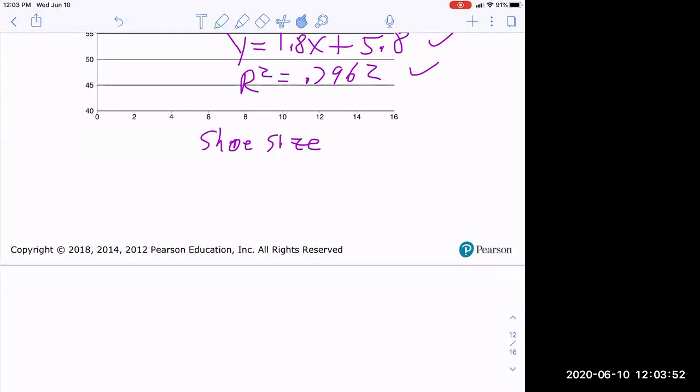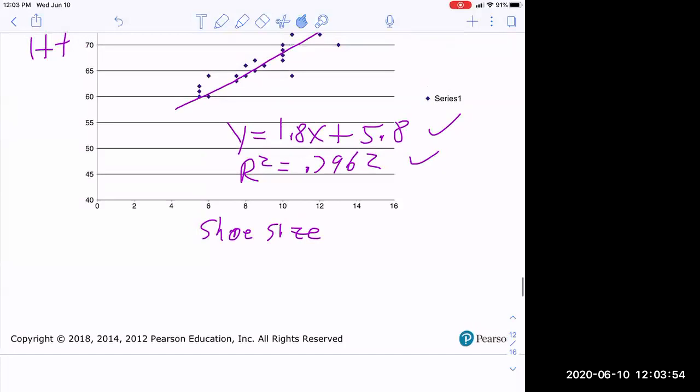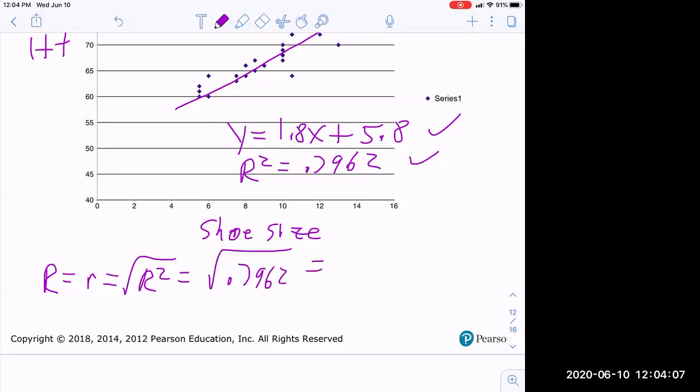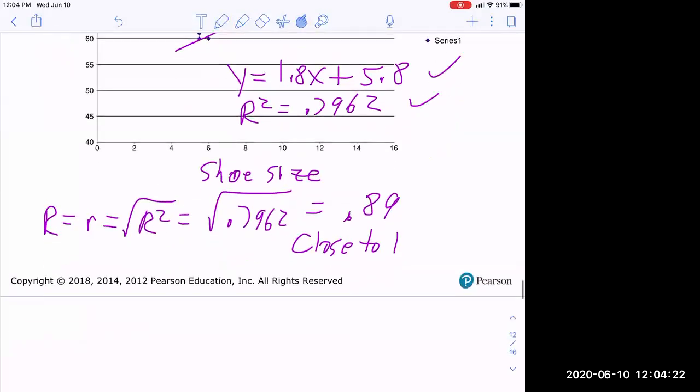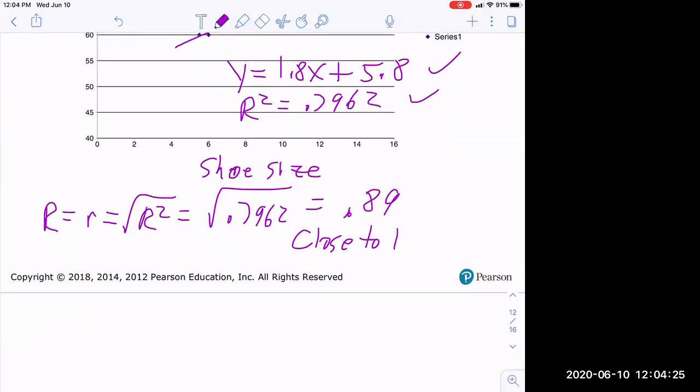Okay, first of all, let's just look at R. If I want R, little r in the book, I take the square root of R². So the square root of 0.7962 will be larger than this. In fact, it's 0.89. That's close to 1. So this is strong correlation. So we have strong positive correlation.